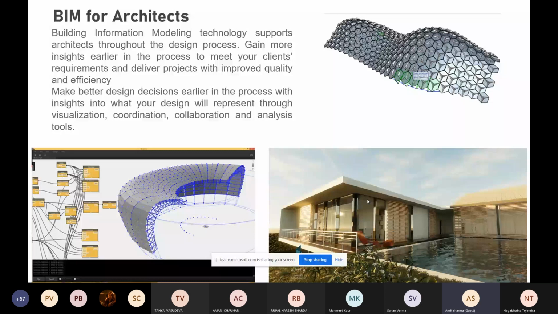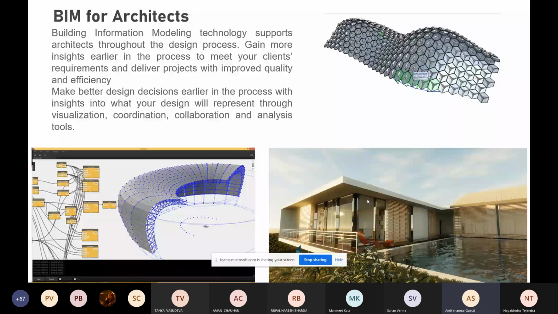Lumion is also a great tool. You can have your model live synced to Enscape, and you can make walkthroughs, or you can see how it's going to look like. It's a great tool.